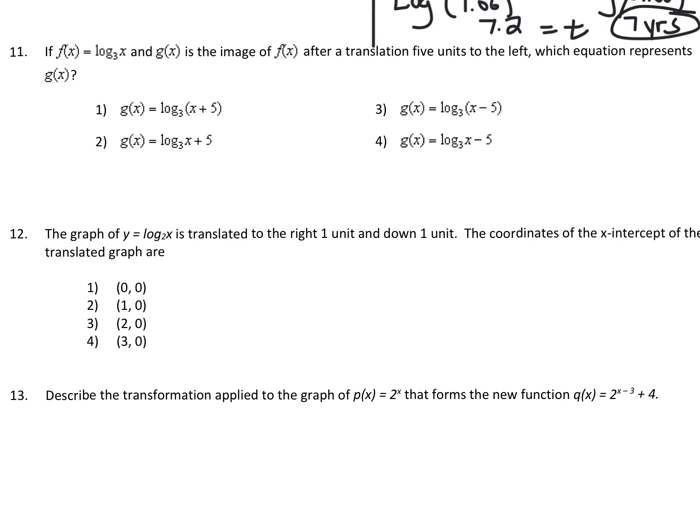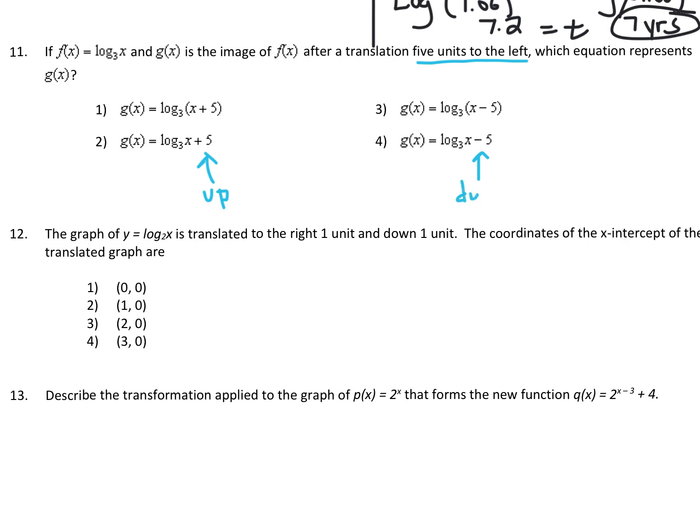Okay, so the bottom of this page just deals with shifts, just really knowing your shift rules. So in number 11, if this is our original function, they want to know if g of x is the image of f of x after a translation of 5 units to the left, which of the following demonstrates this? Okay, well, I'm going to actually start with choice 2 and 4. If you add a number or subtract a number from the end of the function, it moves your function up or down. So if you add a number to the end, this is going to move it up 5 units.